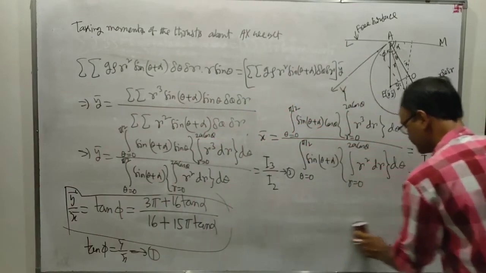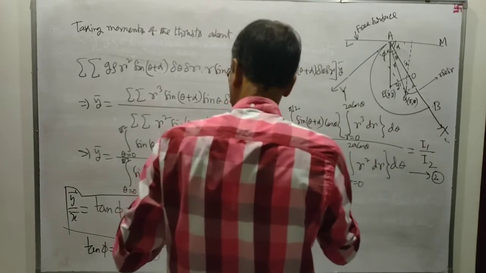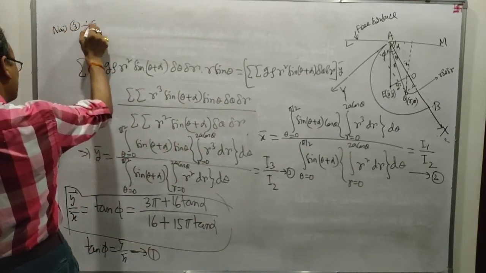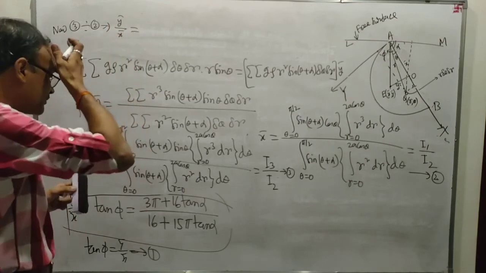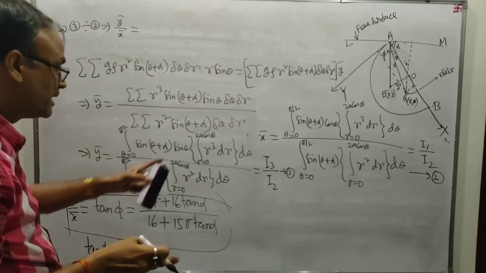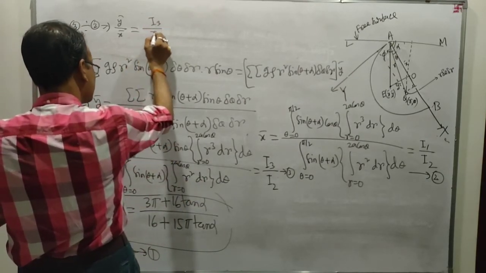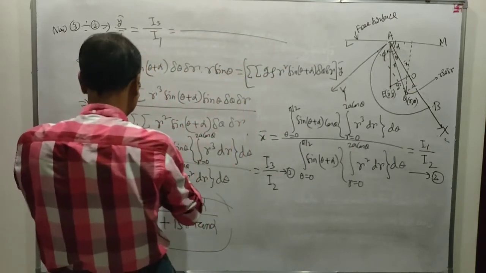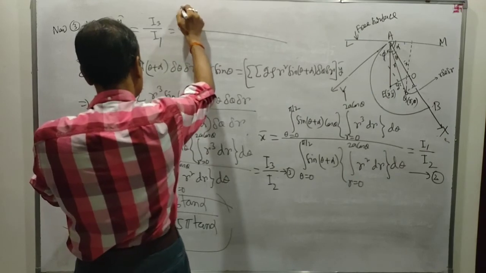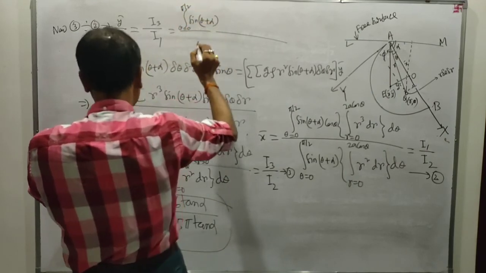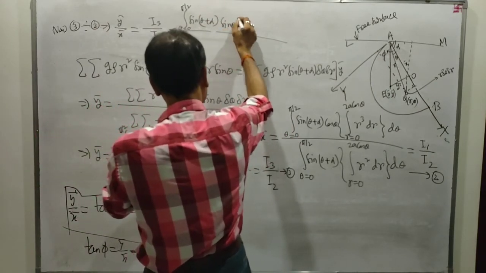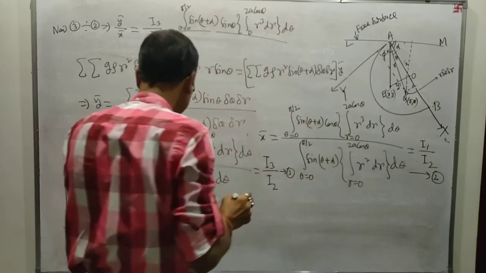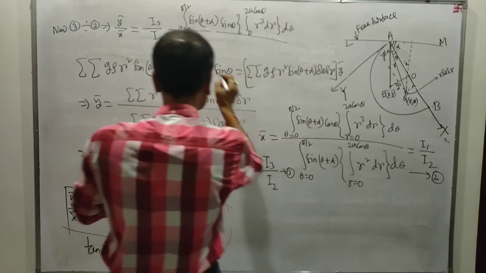Now, three divided by two implies y bar by x bar equal to I3 by I1. I2 will be cancelled. I3 by I1. What is I3? I3 is equal to this one, this integral. Theta equal to 0 to pi by 2, sine theta plus alpha into sine theta, 0 to twice a cos theta, r cube dr d theta, divided by this one.